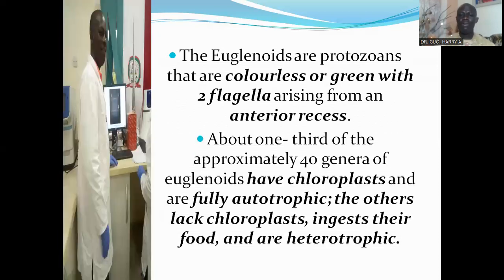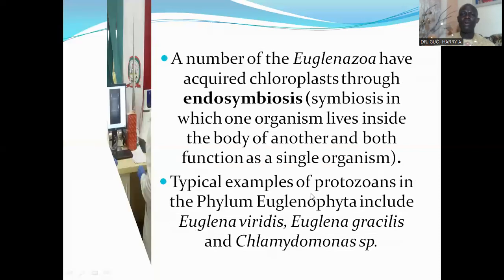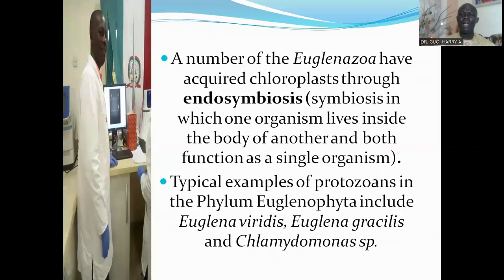About 1/3 of the approximately 40 genera of euglenoids have chloroplasts and are fully autotrophic. The others lack chloroplasts and they ingest their food and are heterotrophic. So some have chloroplasts and are able to carry out photosynthesis, while some are heterotrophs, they engulf their food. A number of Euglenozoa have acquired chloroplasts through endosymbiosis. That's a symbiosis in which one organism lives inside the body of another, and both function as a single organism.